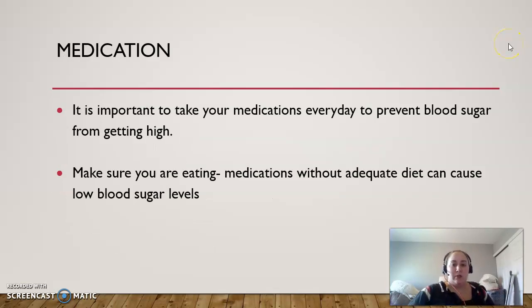It is important to take your medications every day to prevent blood sugar from getting too high. So we want to make sure we're being compliant, meaning that we're following our prescriber's directions and taking them as we are told to. We want to make sure that we're eating, because if we take our medications without an adequate diet, it can cause us to have low blood sugar levels.